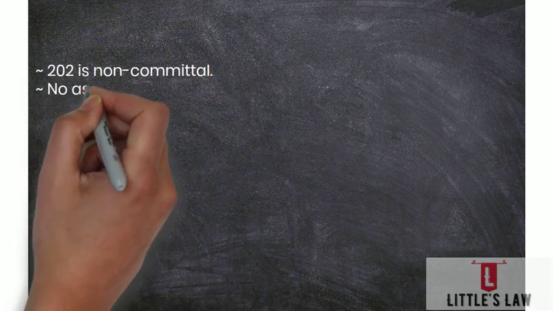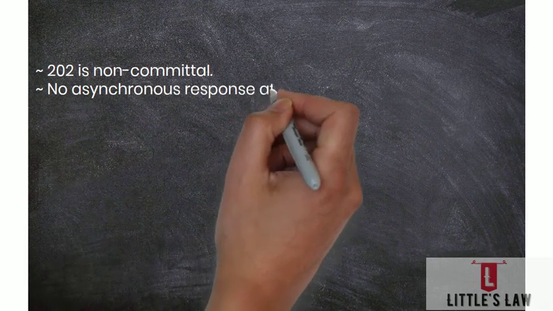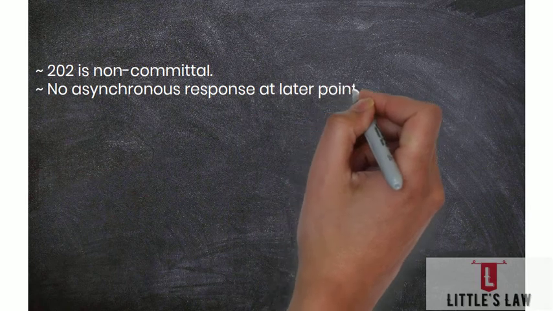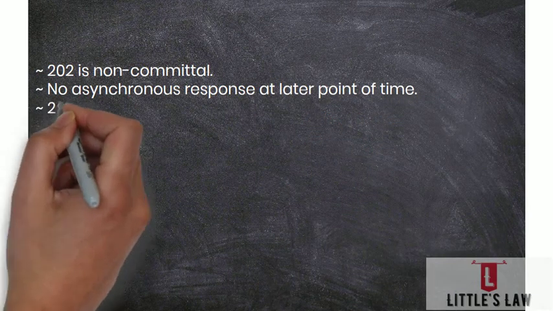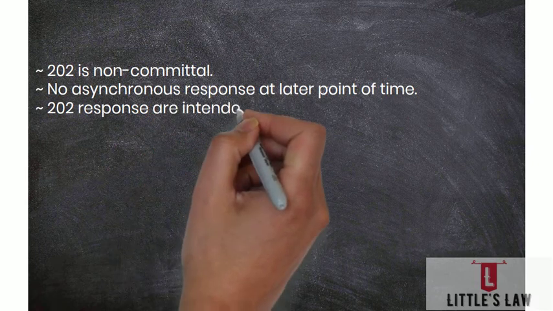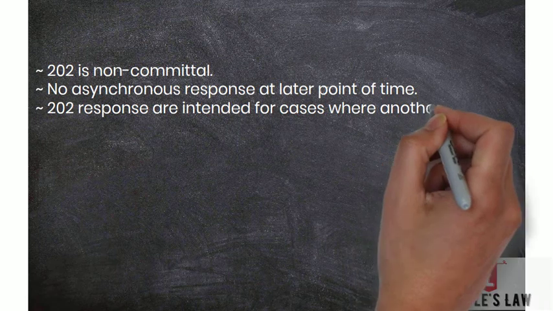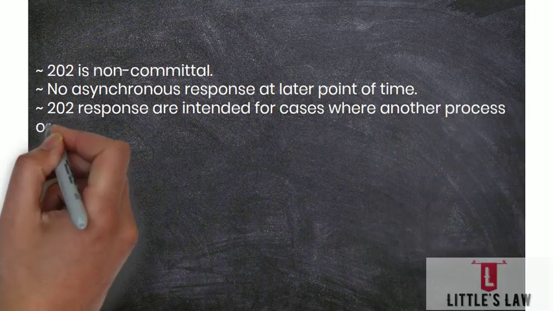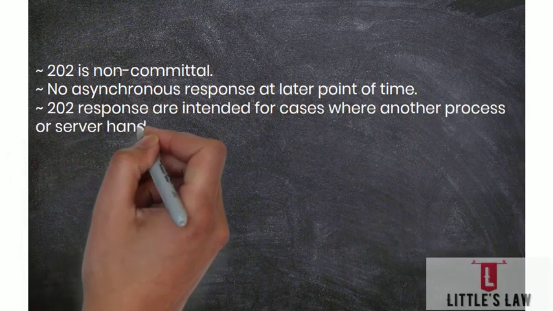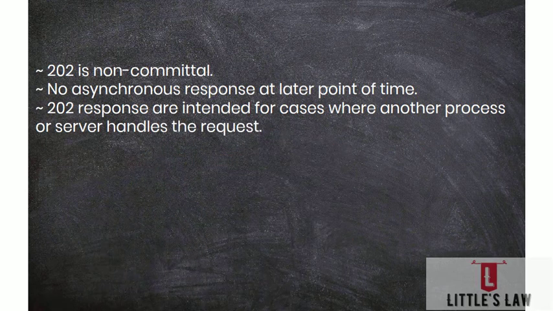202 is non-committal, meaning that there is no way for HTTP to later send an asynchronous response indicating the outcome of processing the request. It is intended for cases where another process or server handles the request, or for batch processing. And the status response will be 202 Accepted.